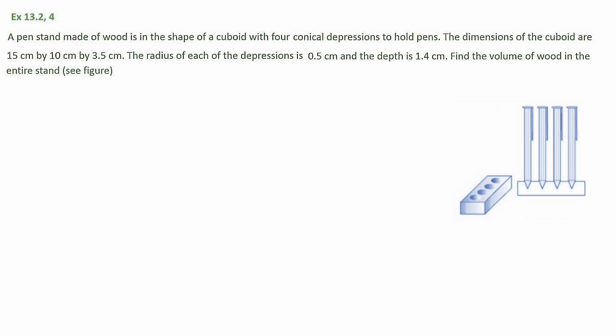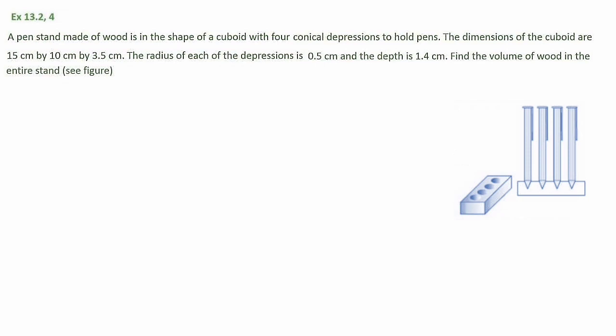The cuboidal shape dimensions are given to us: 15 by 10 by 3.5 centimeter. And the radius of each of the depressions, that is, the cone, is given as 0.5 centimeter, and the depth, meaning height, is 1.4 centimeter. It's not necessary to draw a diagram again. It is quite clear from the given picture itself. There is a cuboid and 4 cones are removed from the cuboid. We have to find the volume of wood in the entire stand.